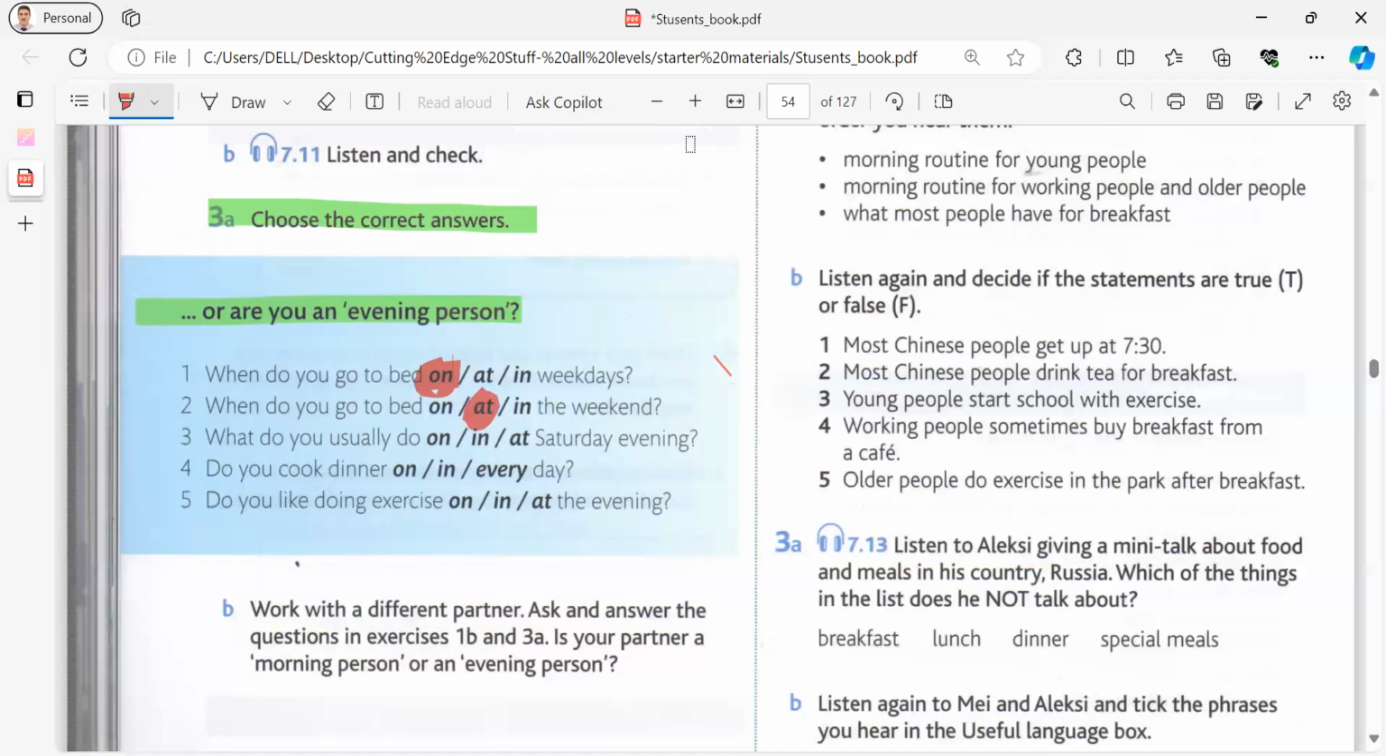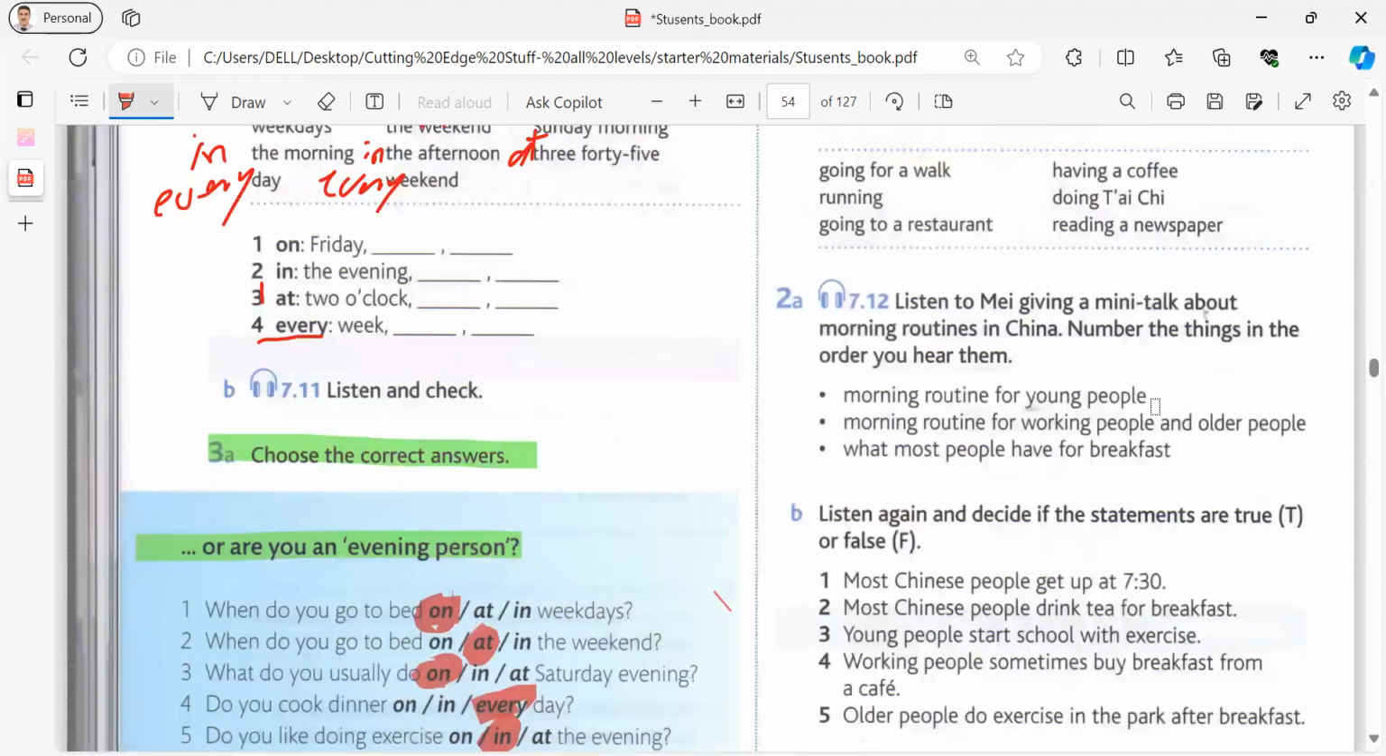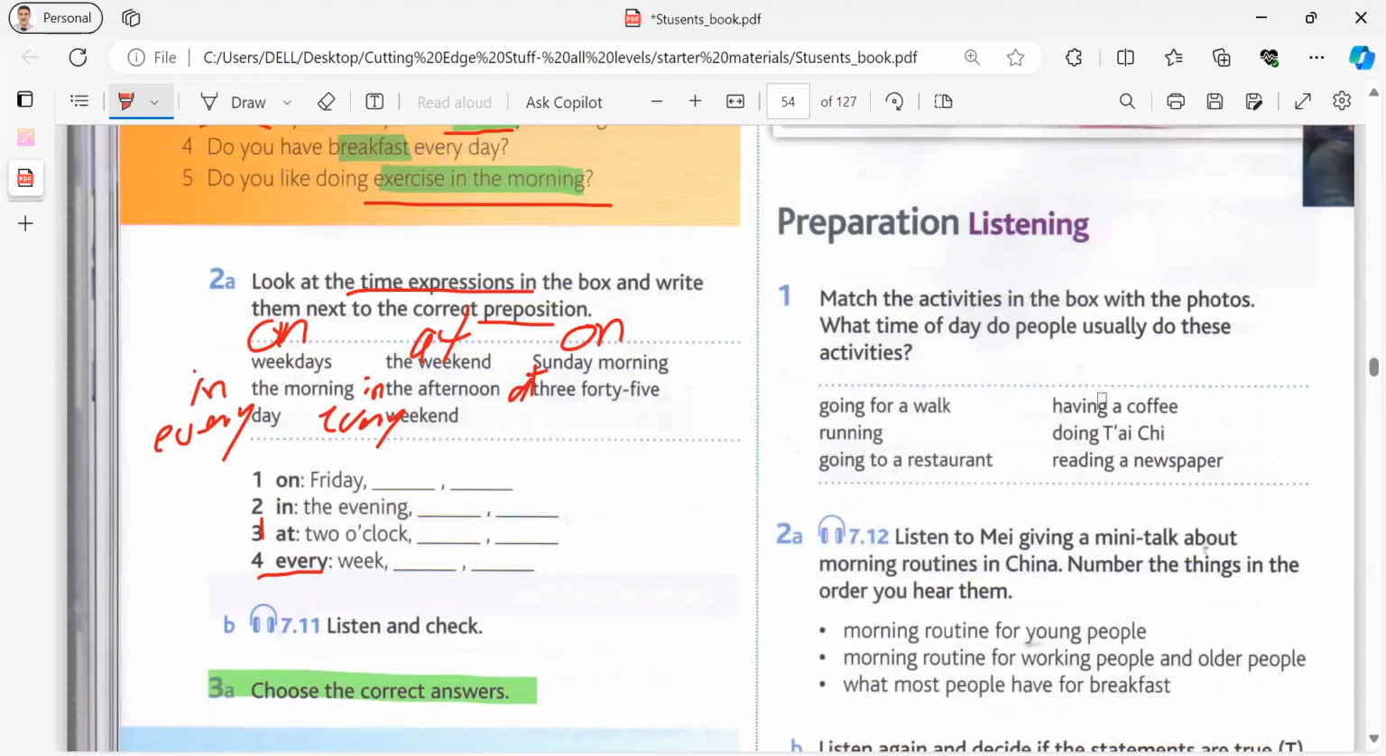Number 3. What do you usually do on Saturday evening? Exactly, on Saturday evening. Do you cook dinner every day? Great. The last one: do you like doing exercise in the evening? Exactly, in the evening. So far so good. How to use on, at, every, and in. Ready?